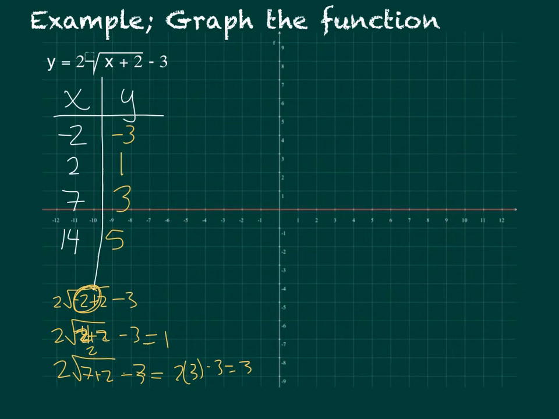Okay, so now I'm going to graph these points. Negative 2, negative 3. So that's 1 point. The next one is 2, 1. The next one is 7, 3. The next one is 14, and that one's not on my graph, and 5. So it's about right there. And then I just connect those points, and I know it's going to kind of arc like this, because that's my square root function, and that's my function right there.